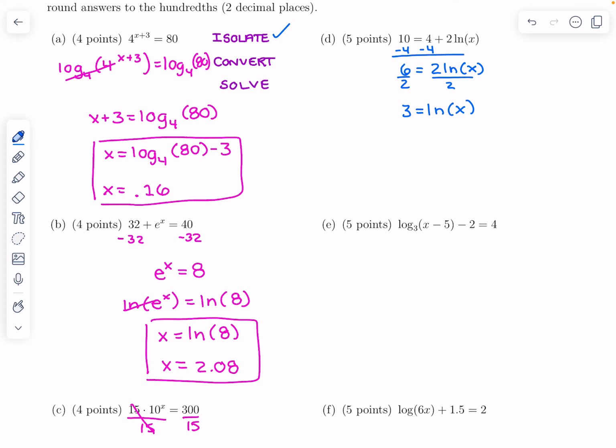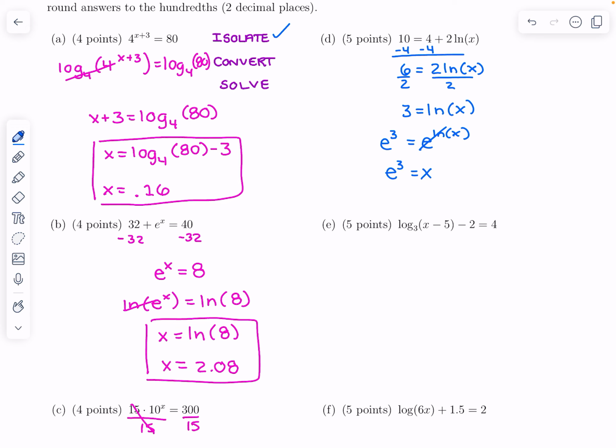Now I'm going to convert to an exponential. So I'm going to use the base of the log. It's ln, so it's base e. I'm going to do e raised to both sides. E raised to the ln will cancel. So my exact answer is that x equals e cubed.